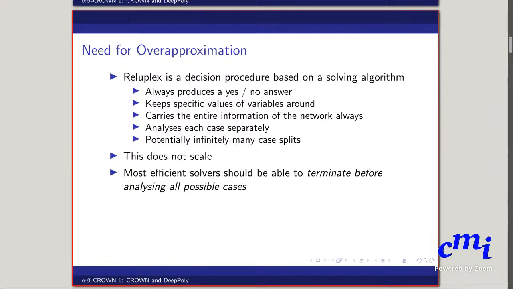And the key idea, I think, in getting this to scale is to say that we should be able to terminate before analyzing all possible cases. And this is, in my view at least, a fundamental idea behind various different kinds of solvers, not just neural network verification solvers, but even SAT solvers and SMT solvers, which spend a lot of time learning clauses and so on, where the goal is to be able to do this kind of early termination.